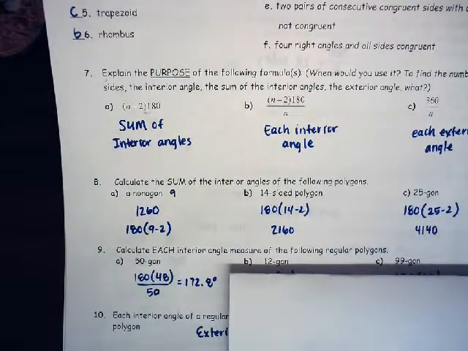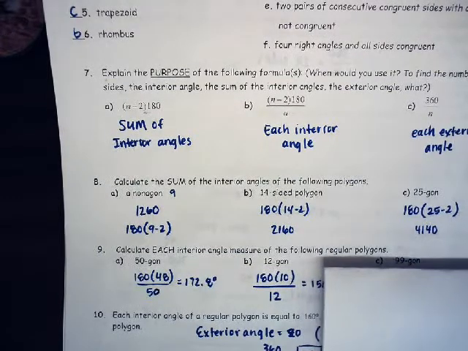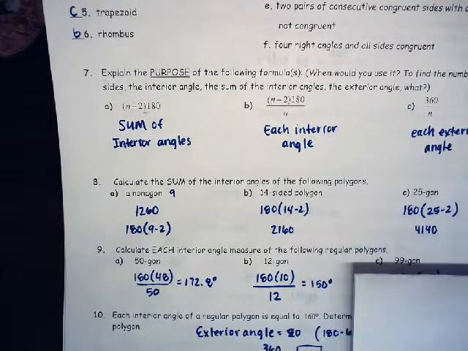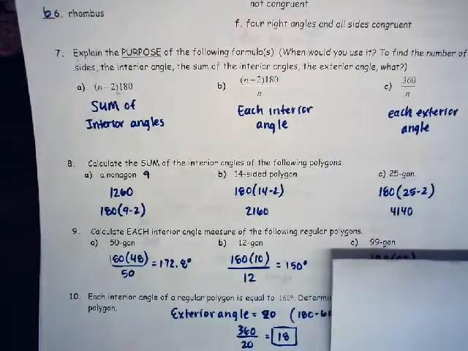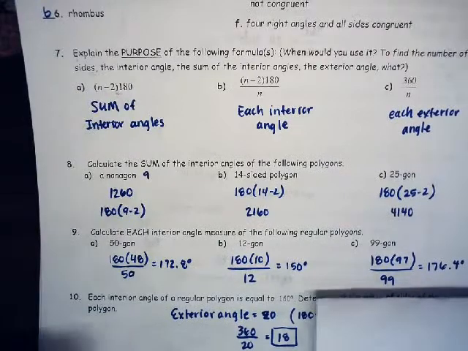For a 12-gon, I'm going to take 180 times 10 and divide by 12. And that gives me 150. And then for a 99-gon, follow the same pattern, 180 times 97 divided by 99. And I get 176.4.